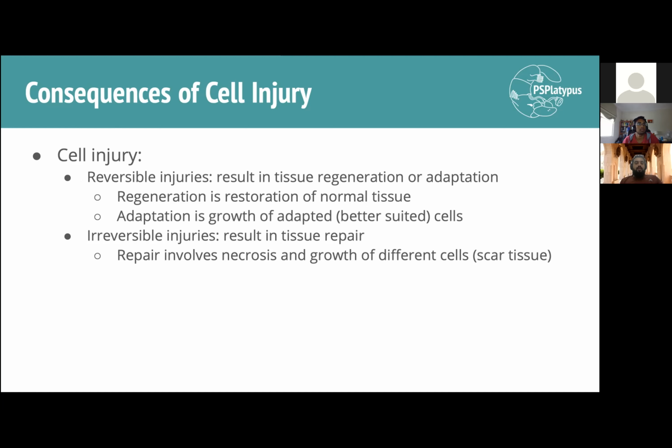That means that the cell will not undergo necrosis or cell death. Regeneration means restoration of normal tissue. Adaptation means growth of adapted cells. However, irreversible injuries result in tissue repair. That means that the cell will undergo cell death, will undergo necrosis, and different cells will grow, which is called scar tissue.